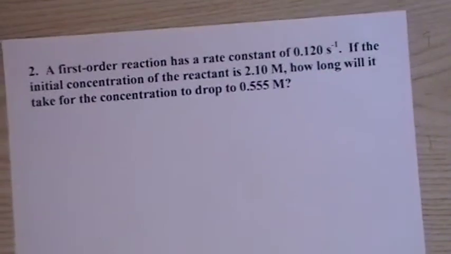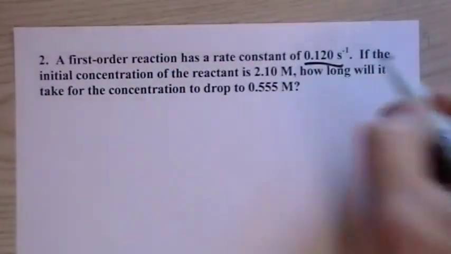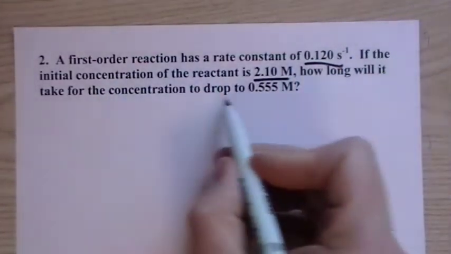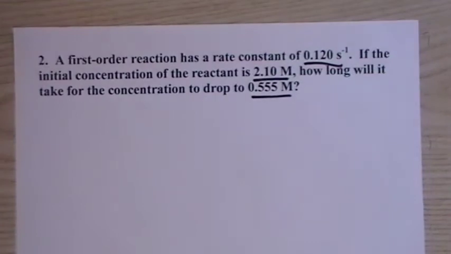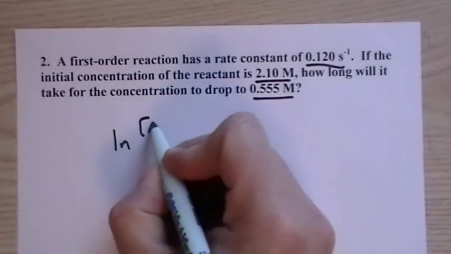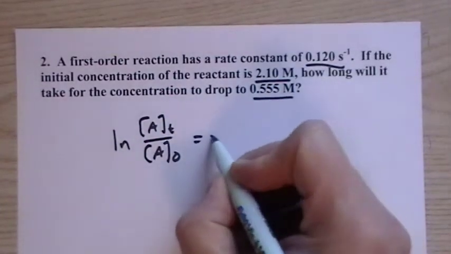Now let's do another one here. First order reaction, and we have the rate constant. Here's our K. If the initial concentration is 2.1 molar, how long will it take for the concentration to drop to 0.555? So this time we have to find t. So I'm going to do as many different variations as I can. Here's our equation for first order.